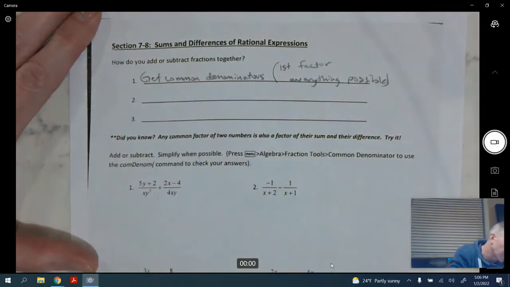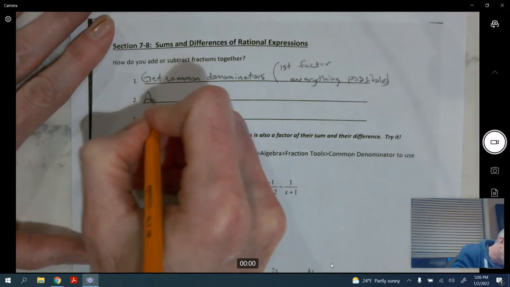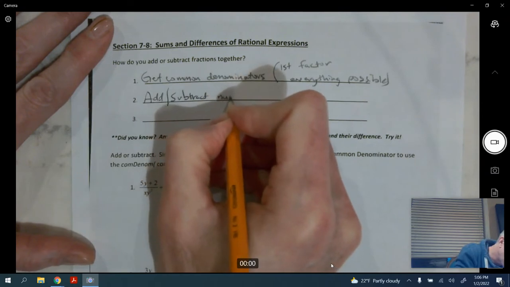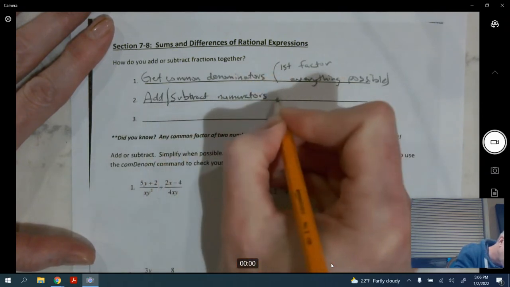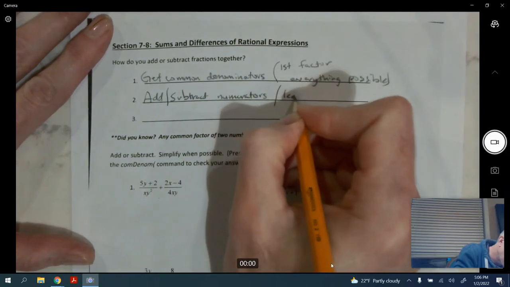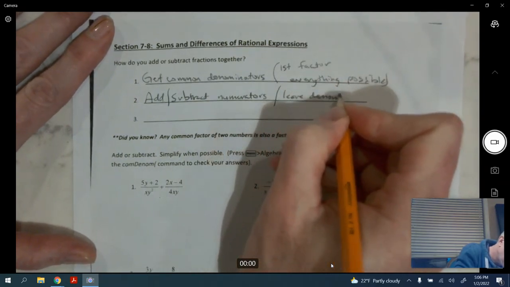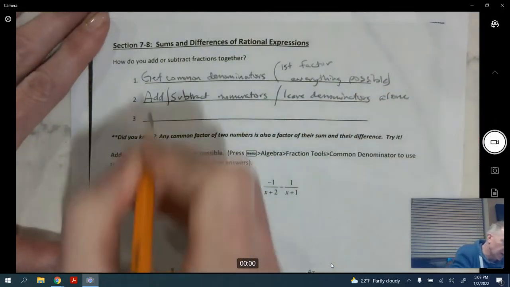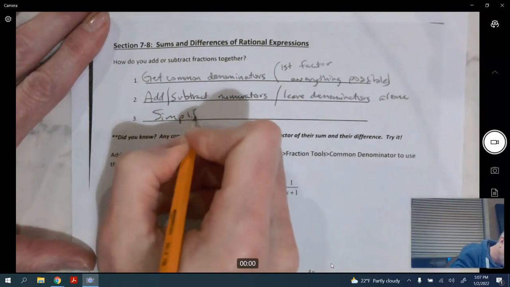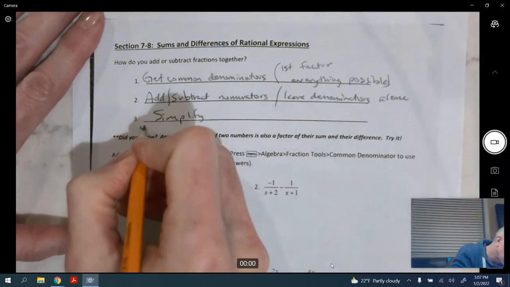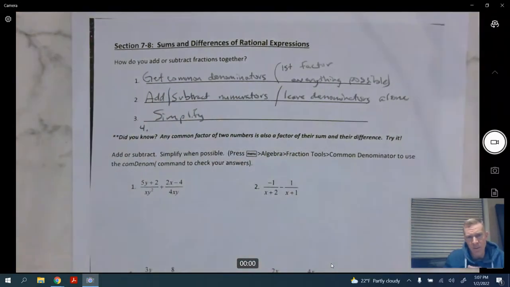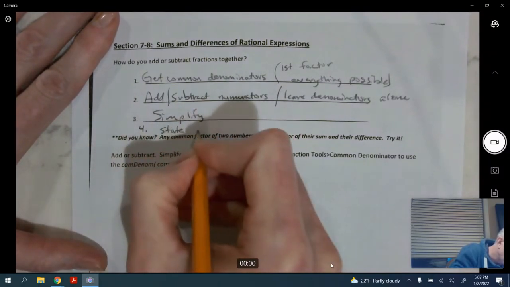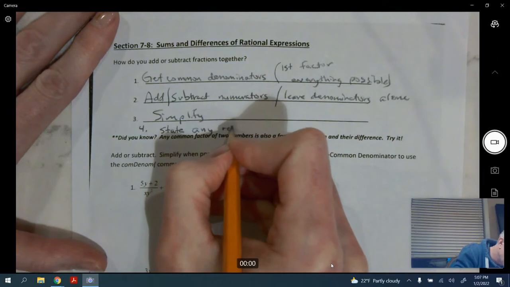After we factor, just a reminder how you add or subtract fractions together. You add or subtract the numerators, and you leave the denominators alone. And then you simplify everything. Now, the last thing we're going to do, I'll just put a number 4 because for our purposes, it's not part of adding and subtracting fractions, but you're also going to state any restrictions on the variables.